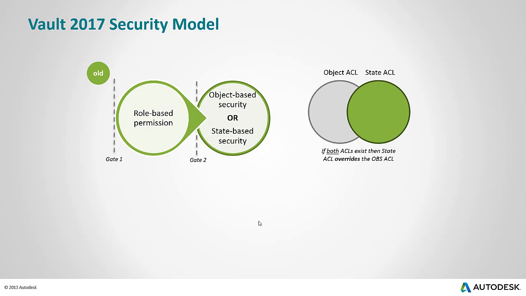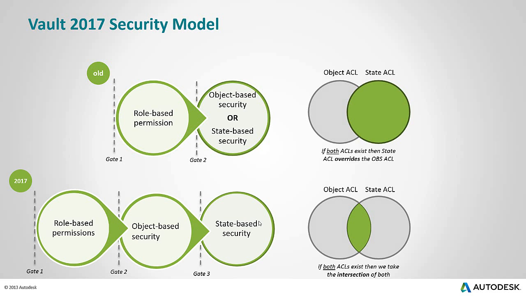At a high level, the legacy security model in Vault can be considered as a two-gated model. At the first gate, you have role-based permissions, and at the second gate, there is object-based security, and that can be overridden by state-based security if state-based security is defined. So, if state-based security exists, it's going to override object-based security, also known as folder security.